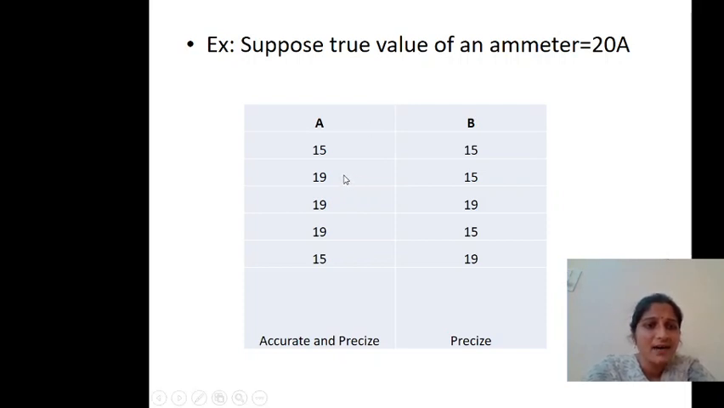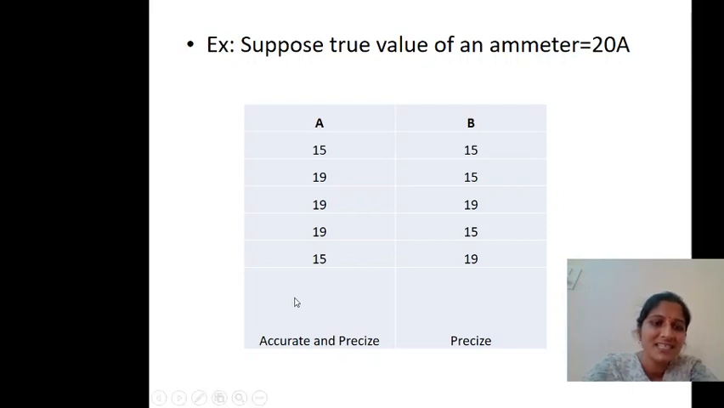For A, which value is mostly repeated? That is 19. So the precision value of A is 19, and for ammeter B, the precision value is 15. But the true value is 20 amperes. Here 19 is more close to 20 amperes, whereas 15 is not very close.